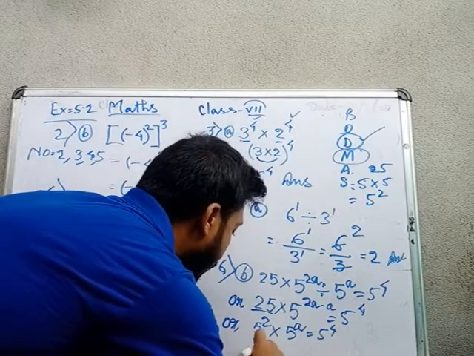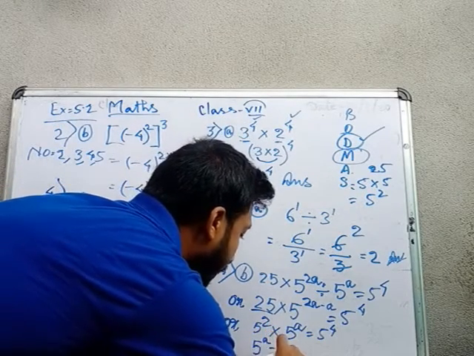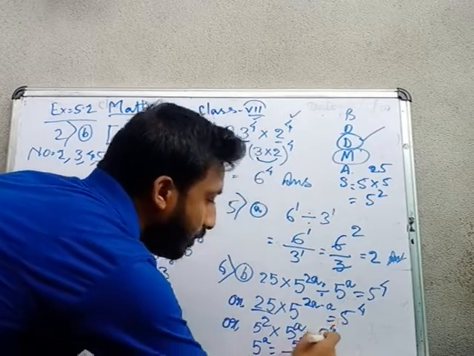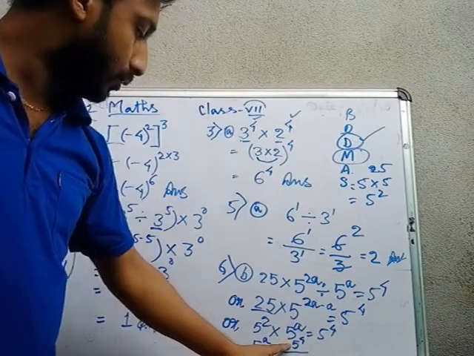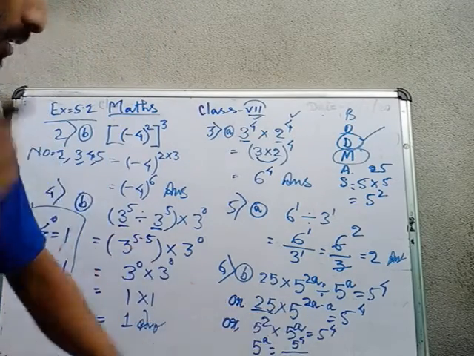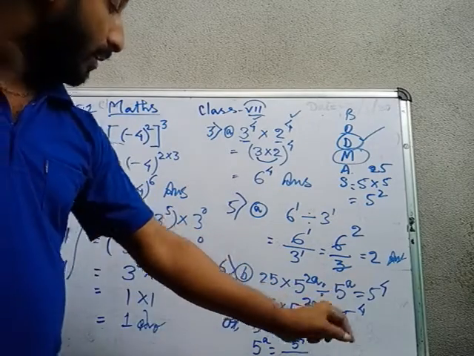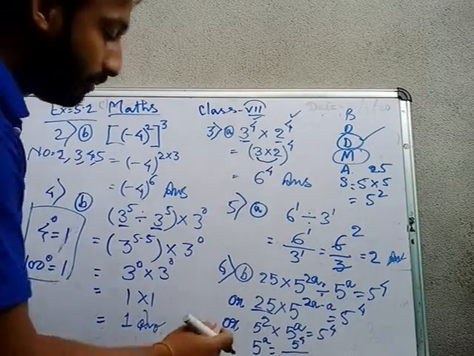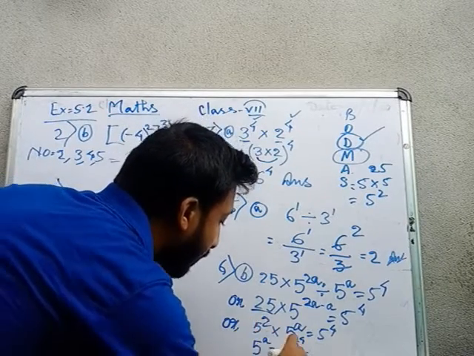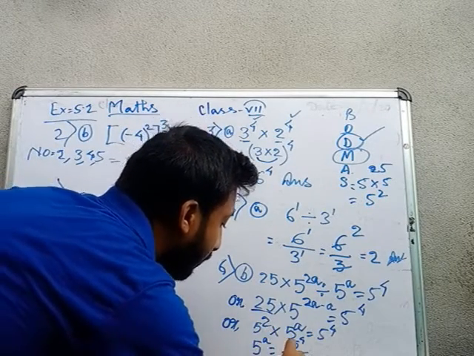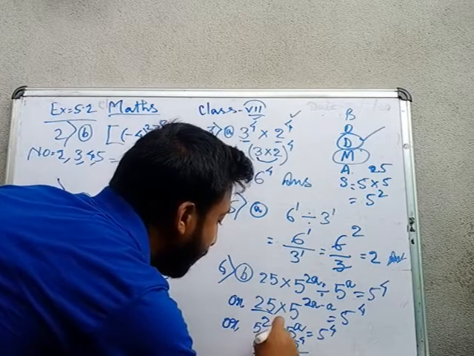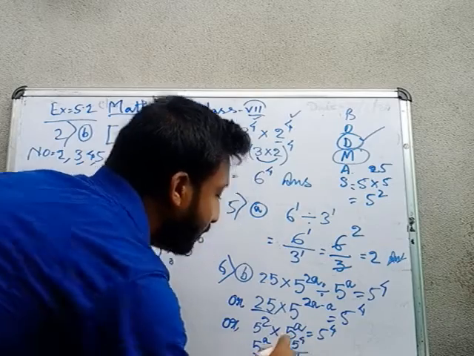So if it is 5 to the power a, this 5 to the power 4 we should write here, and multiply by 5 square. When it goes to the different or opposite side, it will change into the opposite sign. That means it will be division. At that time we should take it as a division.